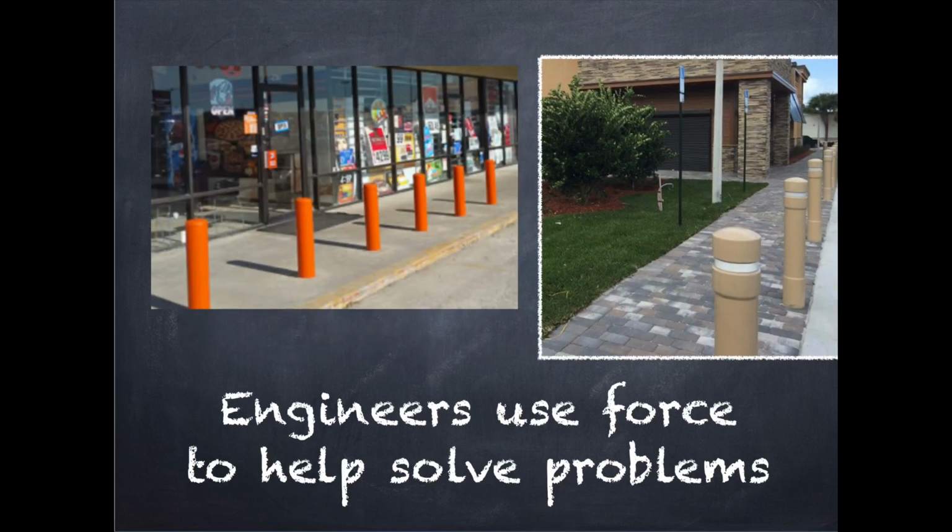So these are some more examples of controlled force via poles you might have seen. So here they are in front of some shops, in front of some restaurants, or in front of some other properties.